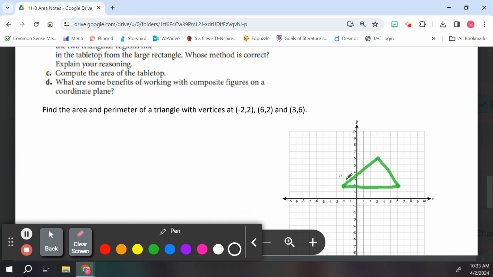The base is easy to find. 1, 2, 3, 4, 5, 6, 7. That's 8. The height is right here. That's 1, 2, 3, 4. The area is going to equal 1/2 times 4 times 8. Half of 4 is 2 times 8. That's 16 units squared.